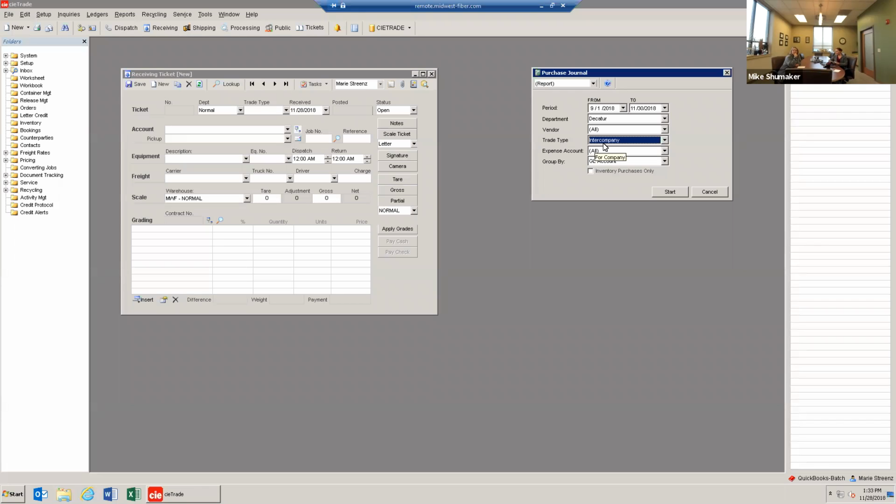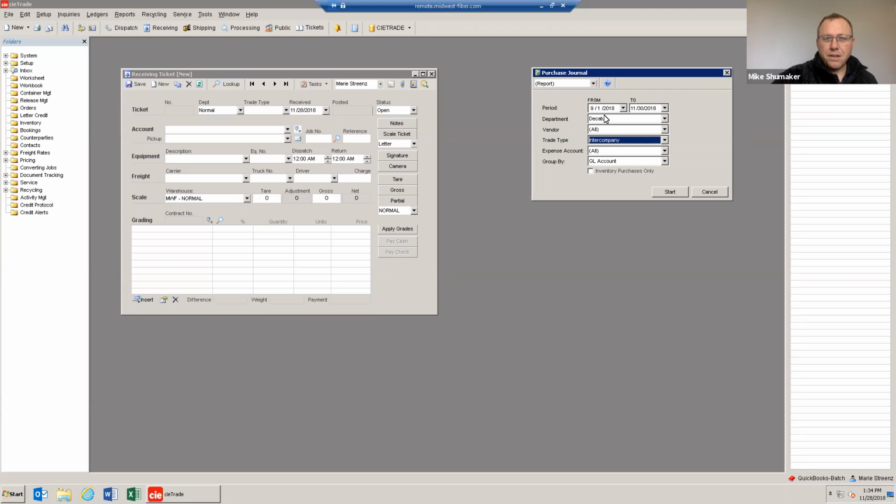So the trade type is important for lots of other behind the scenes reasons. So just like when you're going through your tickets and you make sure that you've got all your fields, take a double check at that. So here's one of the reports I wanted to show you guys. This is a purchase journal that we filtered.